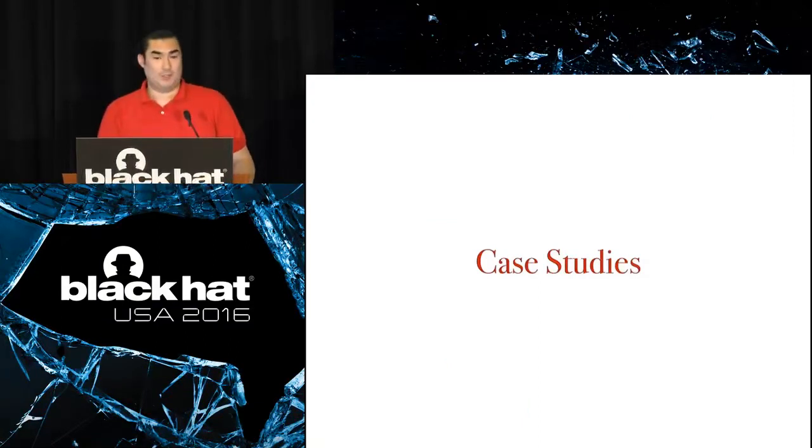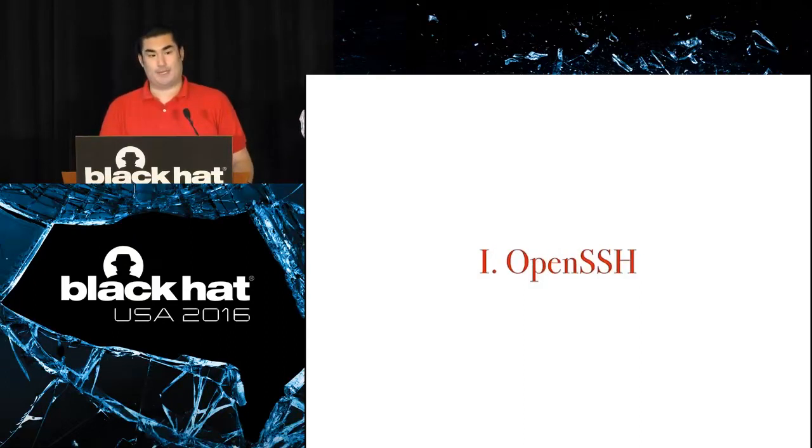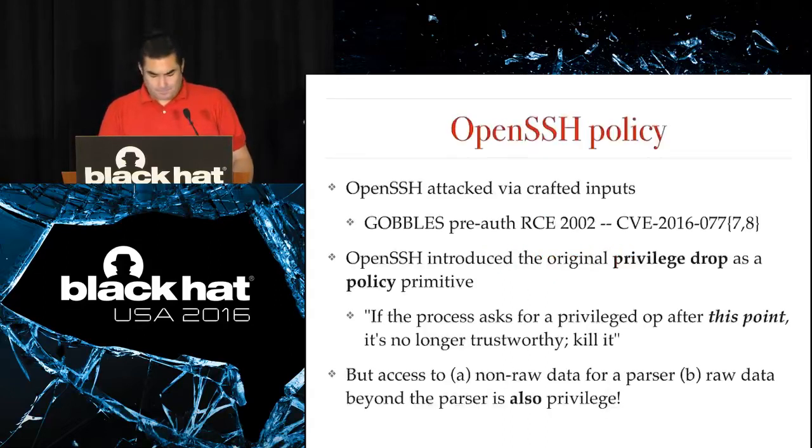So when we went to look for a program to demonstrate these concepts on, the one that came to mind was OpenSSH, in terms of a program where different data accesses might represent different levels of privilege. OpenSSH has been attacked before with crafted inputs: the Gobbles pre-auth RCE back in 2002, and more recently the roaming mode bug in the SSH client, which was an information leak that may disclose your private key.